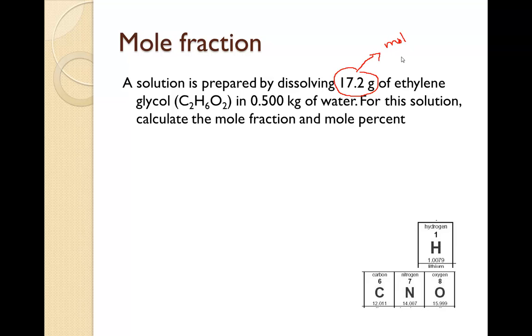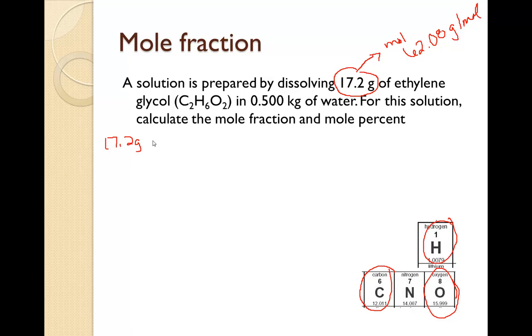Before we do that, we need to figure out the molar mass by looking at the periodic table. I've cut out a few of the elements here. We need 2 carbons, 6 hydrogens, and 2 oxygens added together. That comes out to be 62.08 grams per mole.